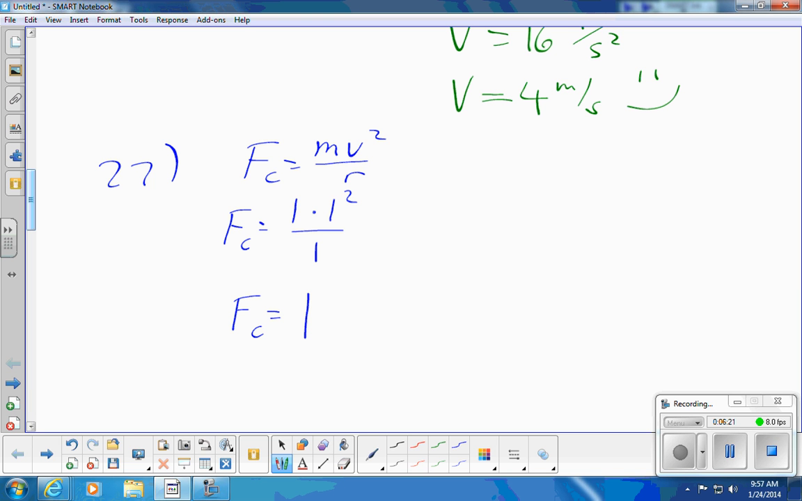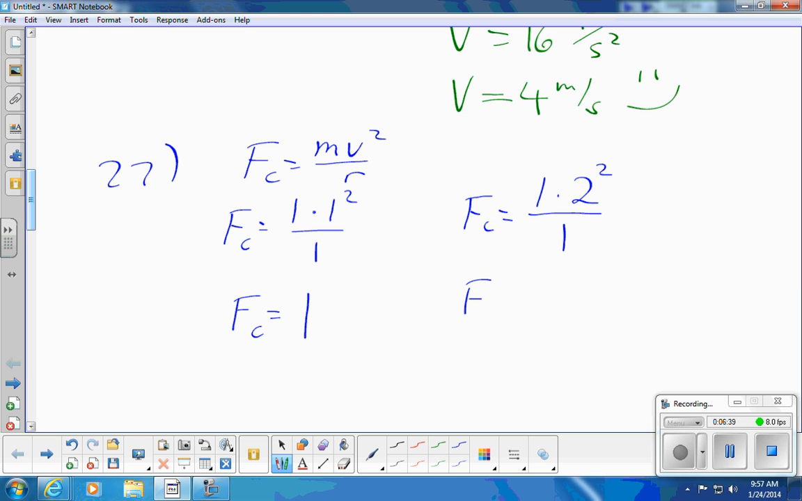Now I'm going to see what happens when I change. Let's see if the speed of the car is twice as great. So now I'm going to write the same formula, but I'm only going to change the speed. The mass of the car hasn't changed, that's still 1. Now I'm going to put in v squared. Well, the speed now is twice as big, but that's squared because the formula says v squared, and they haven't changed the size of the circle, that's still 1.